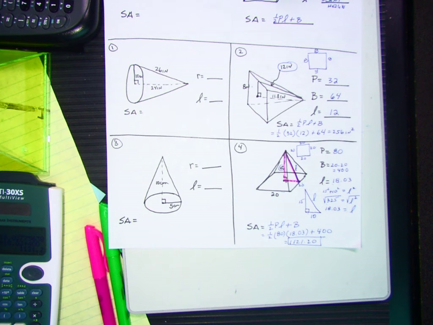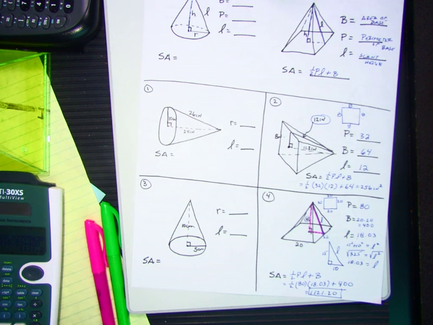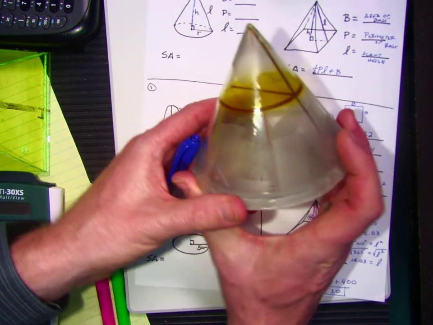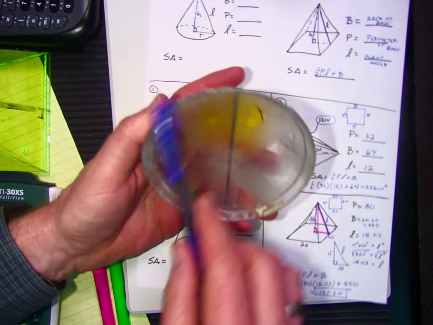Okay, so here we go. We're going to go ahead and do the cones. Very similar to the other one. So again, we're going to find the perimeter.